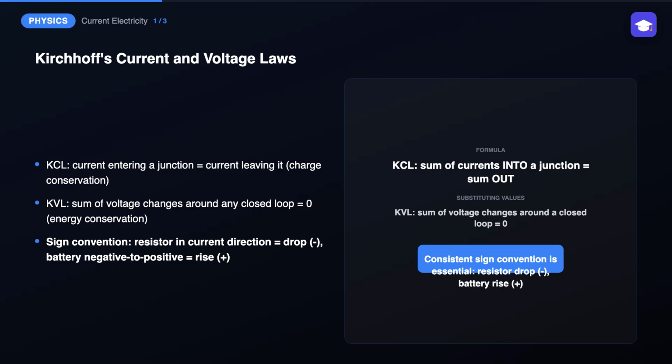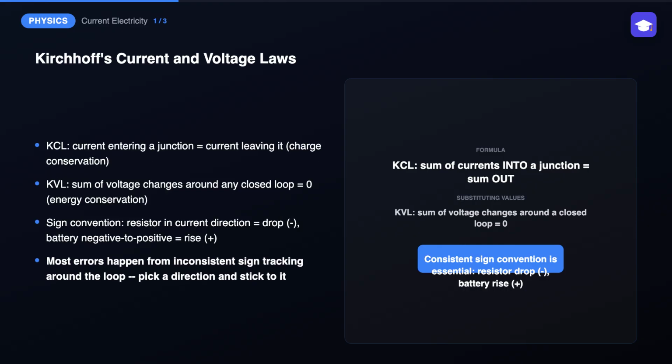Applying KVL practically requires a consistent sign convention. Moving through a resistor in the same direction as assumed current flow gives a voltage drop, negative, while moving through a battery from its negative to positive terminal gives a voltage rise, positive. Consistently tracking these signs around the complete loop is exactly where most student errors occur.